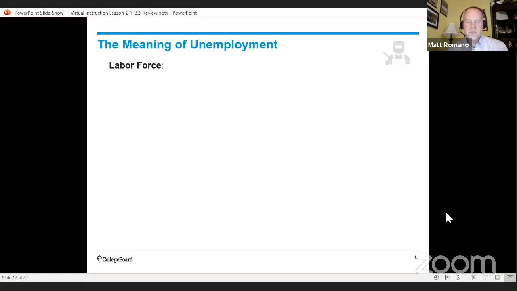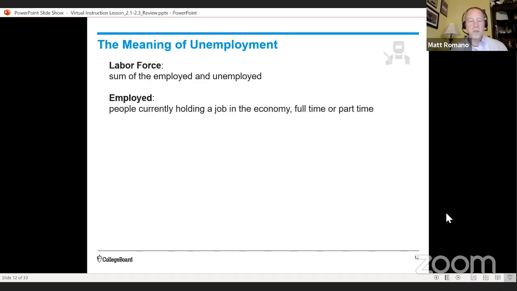The labor force itself: one way of defining it is simply as the sum of the employed and the unemployed. We're going to look at questions where you have a set of data and you have to calculate the labor force, and typically this is the easiest way to consider it. How many people are employed? How many people are unemployed? Let's define those two. To be employed means you have a job, people currently holding a job.